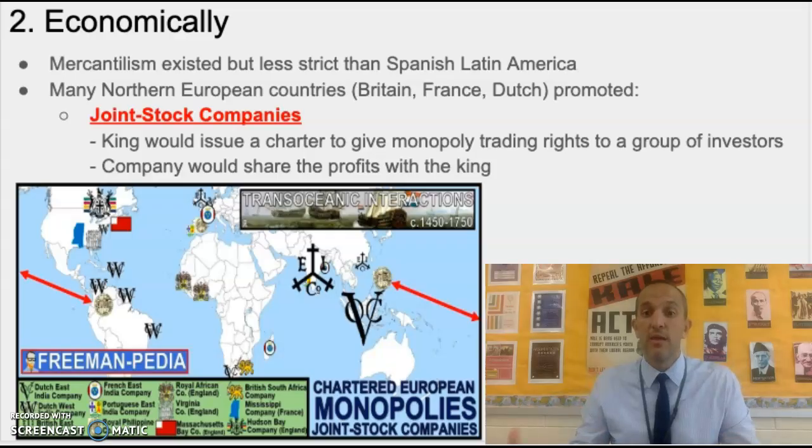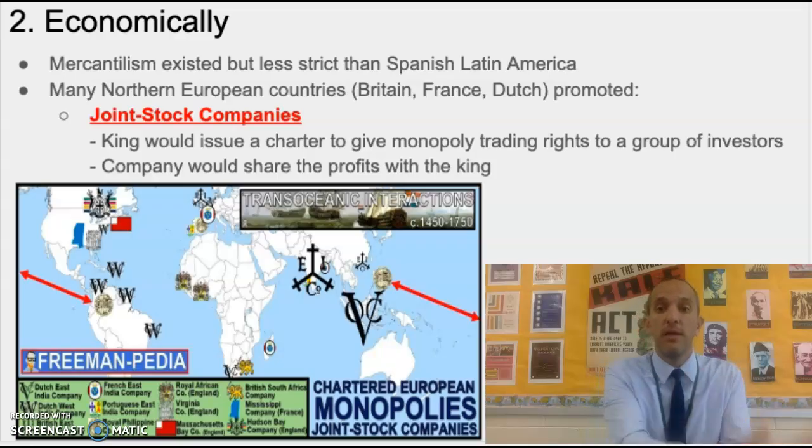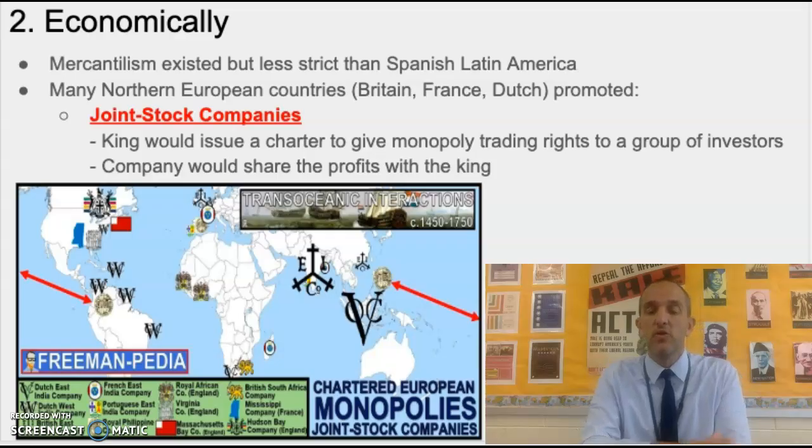You can gather as many investors as you can to invest in your company and buy shares or pieces of your company. And I will issue a charter saying that you are the only company that's allowed to do business in East India and allowed to trade certain products. So it gives a monopoly to these trade companies issued by the king.